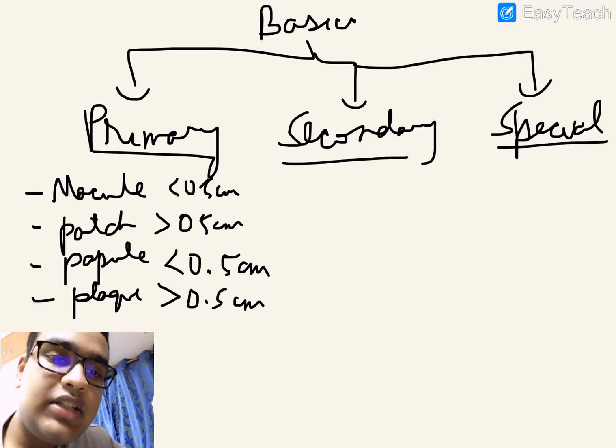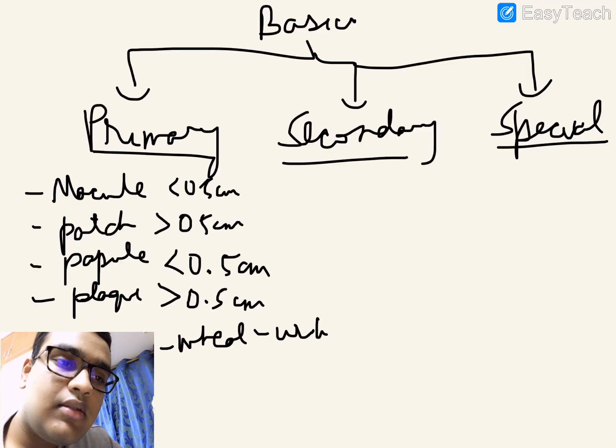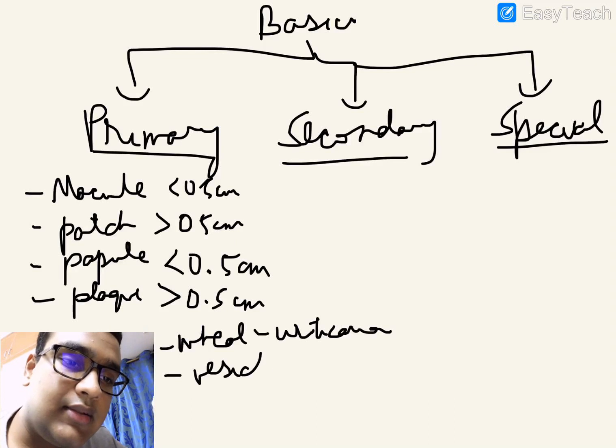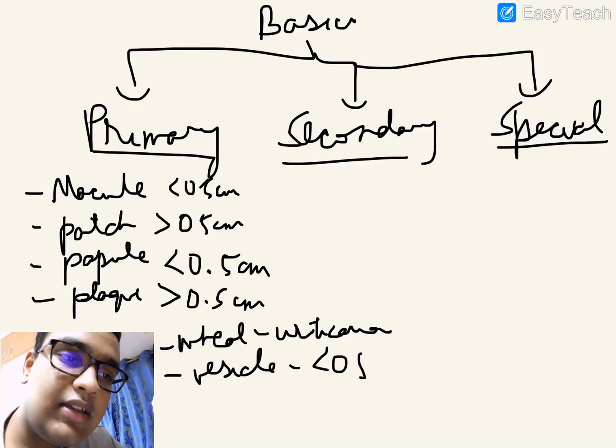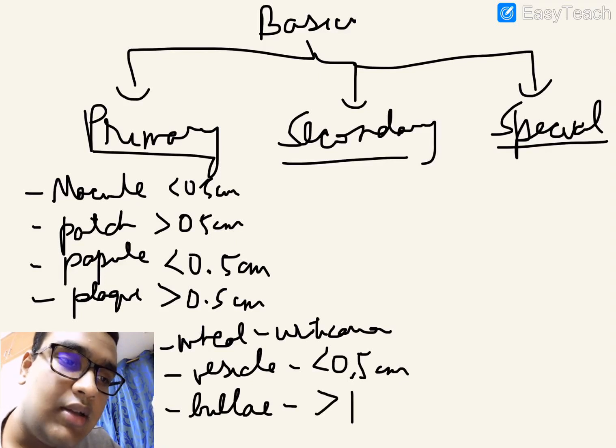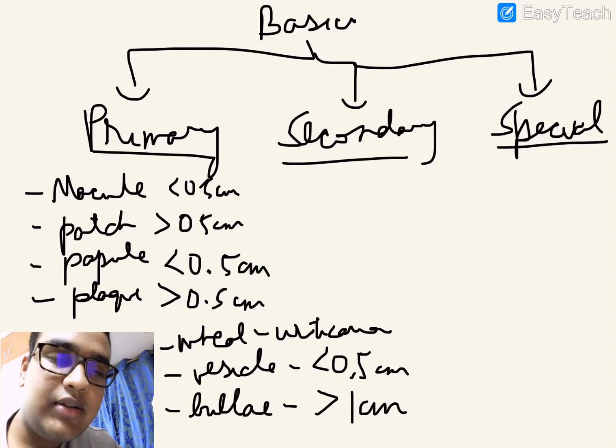And the other two lesions which you have to remember under primary are wheals. Wheals are specific for urticaria. Urticaria is nothing but localized skin edema. And next is vesicle. A vesicle is a small fluid filled lesion less than 0.5 centimeters. And the last thing which you have to remember under primary lesions is bullae. Bullae are large fluid filled lesions which are more than 1 centimeter. So these are the primary skin lesions which you have to remember.